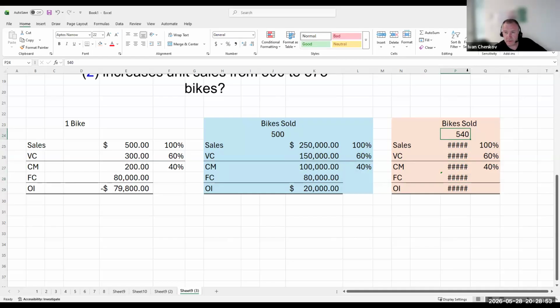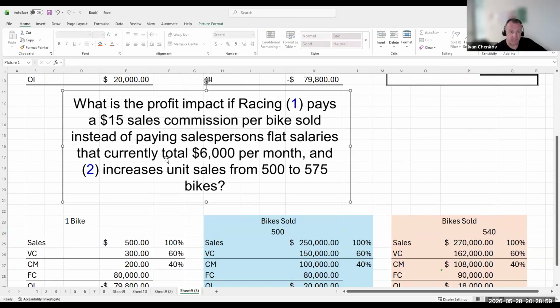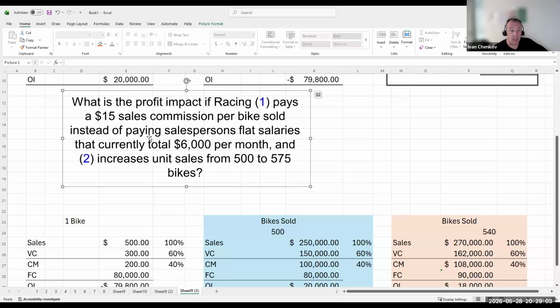Or maybe we can use it, but after we do the calculation. So let's see what's going to happen here. What will be the profit impact if we pay $15 commission per bike sold instead of paying the salesperson a flat salary of $6,000? Let's think about it for a second.